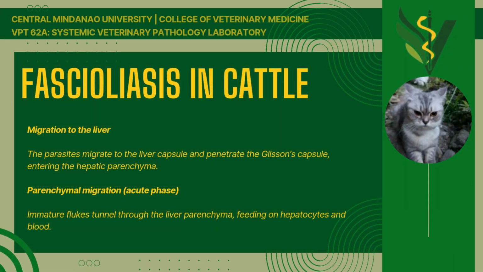After penetration to the tissues, the migration to the liver happens. The parasite migrates to the liver capsule and penetrates the Glisson's capsule, thus entering the hepatic parenchyma. And there, the parenchymal migration happens, which is also characterized as the acute phase, where the immature flukes tunnel through the liver parenchyma, feeding on hepatocytes and blood.